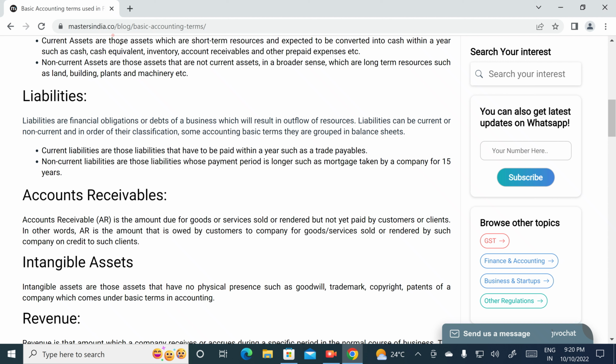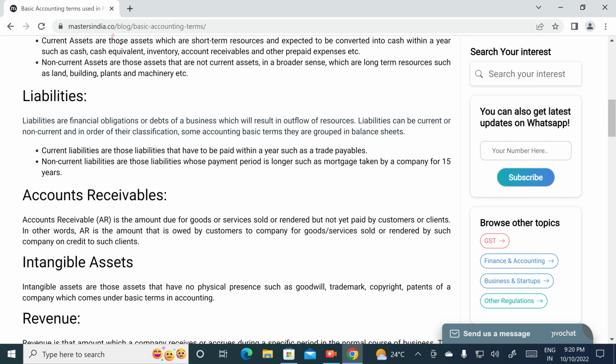So these are the obligations or the debt of a business which will result in the outflow of resources. I have to send the resources back, whatever I have taken from the bank or from any person. So this is my liability. This is actually the business liability.